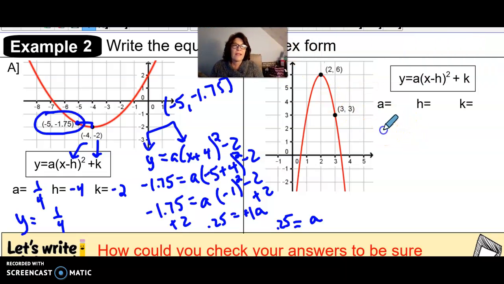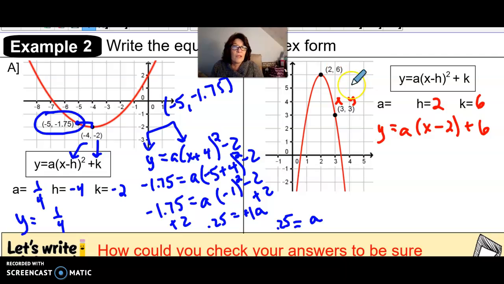Okay, again, I can write y equals, I don't know what a is, but I know that my vertex is 2, 6. So it's (x minus 2) squared plus 6. Okay, I know that much, right? My vertex is at 2, 6. Now, this other point is 3, 3. Okay, x is 3 and y is 3.